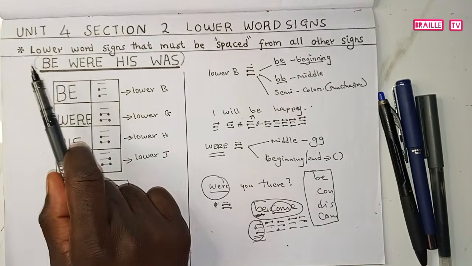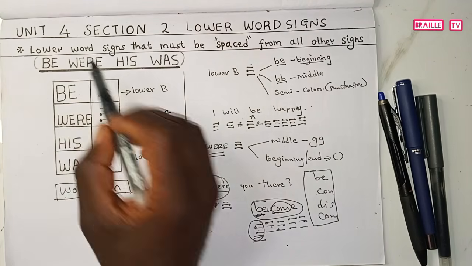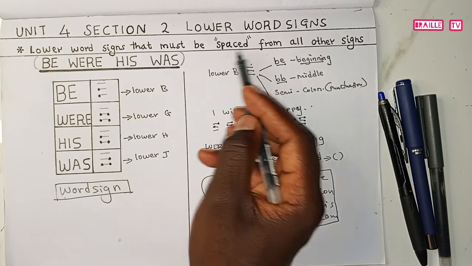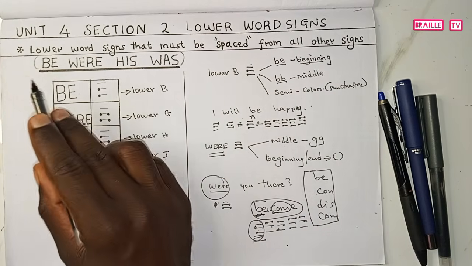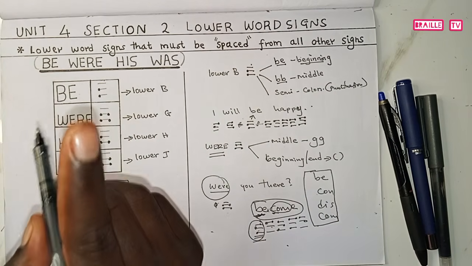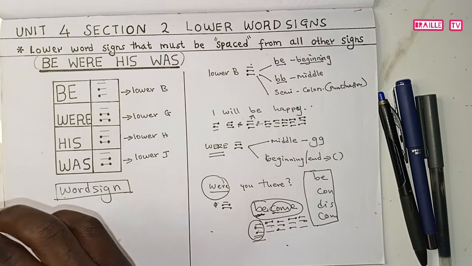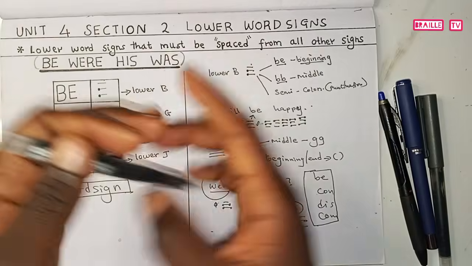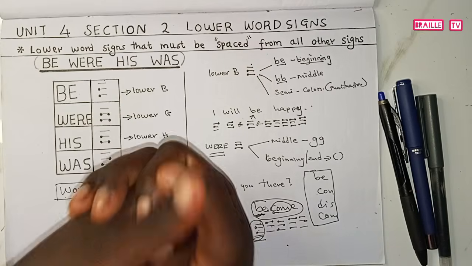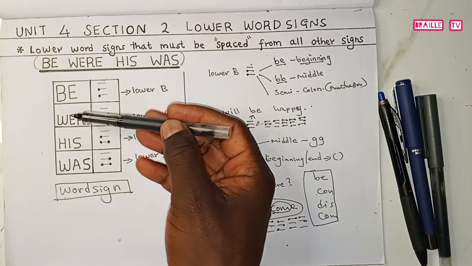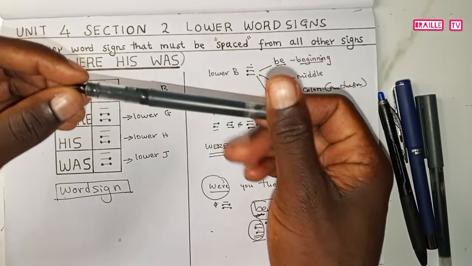So today we have looked at be, were, his, was, and we have said these are the lower word signs that must be written spaced from all other signs, including the punctuation. They cannot be adjoined with punctuation. And remember, in the exam you can be asked to name any 4 lower word signs that must be written spaced from all other signs. So you are going to name these 4: be, were, his, was, but in Braille.